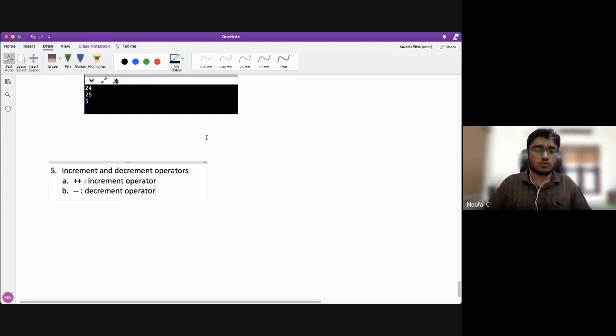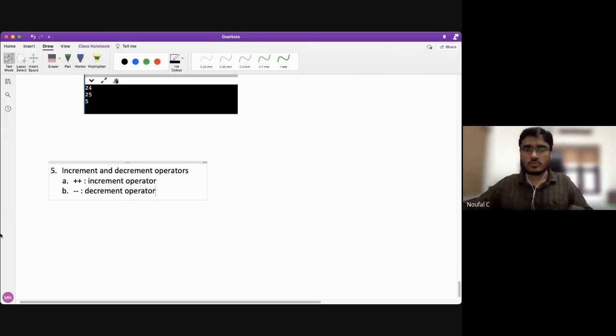These two operators you will not usually see in mathematics or in any other courses you have already studied, but they are specifically for the programming language C, and are also available in some other programming languages. The increment operator is plus plus without any space in between, and the decrement operator is minus minus without any space in between. Now let me tell you how it is going to work.